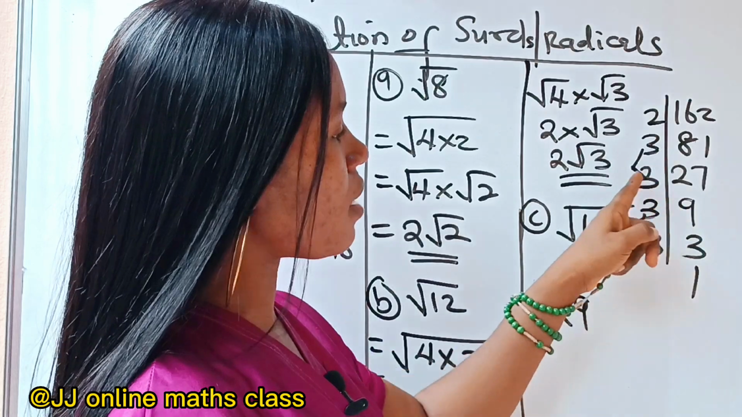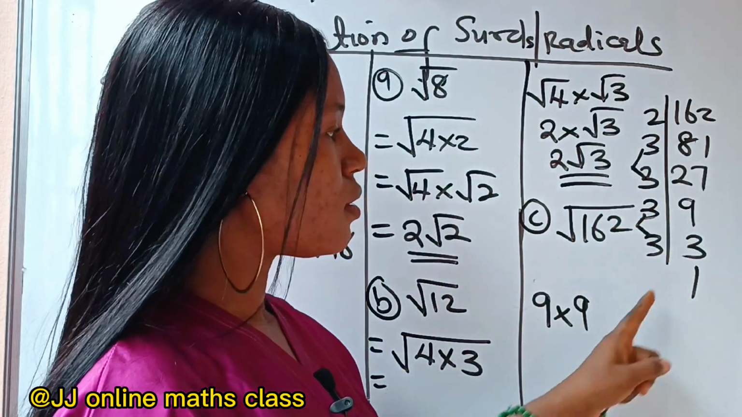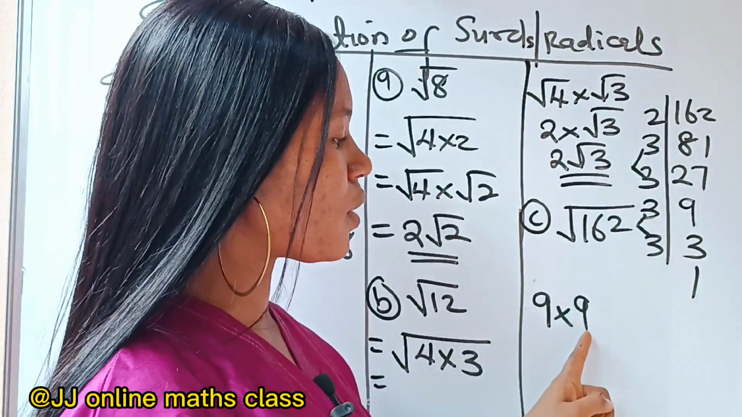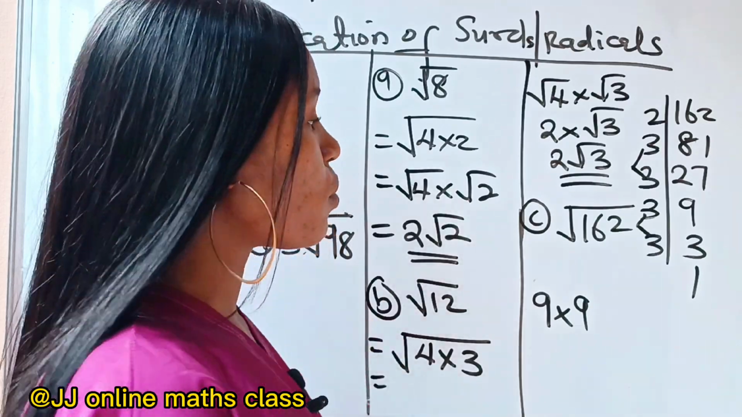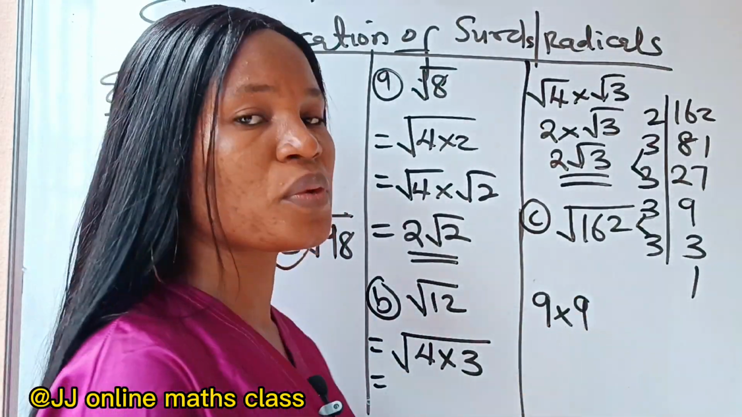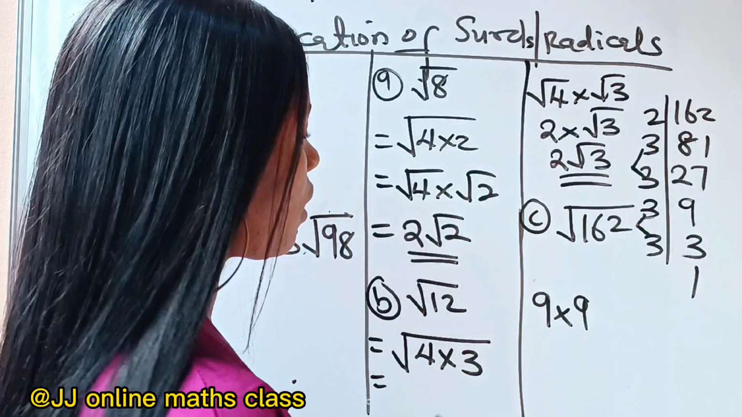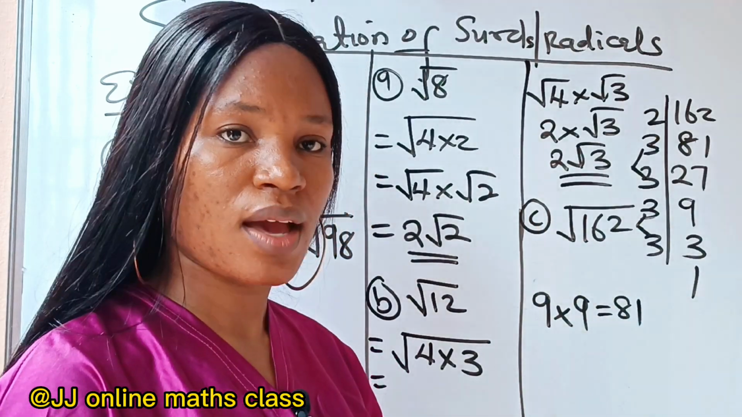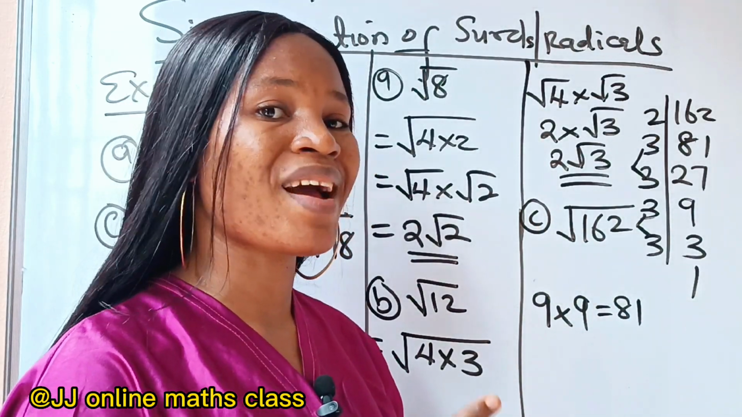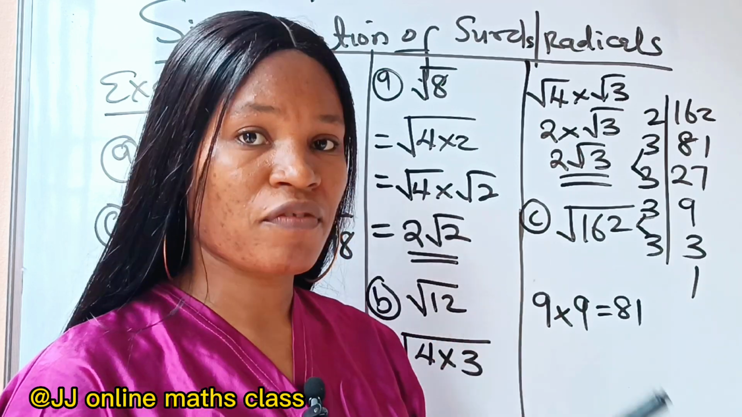So we now have 3 times 3 will give us this 9. Now we have another set. 3 times 3 will give us another 9. But remember that we need just one perfect square. If you multiply a perfect square by itself, you will get another perfect square. Okay, so 9 times 9 will give us 81, and 81 is a perfect square. Yes, when you multiply a perfect square by another perfect square, you get a perfect square again.